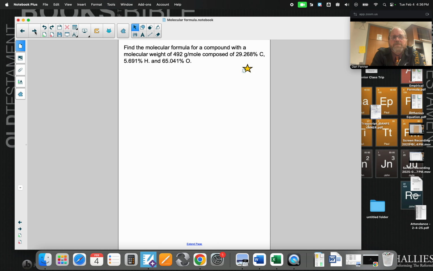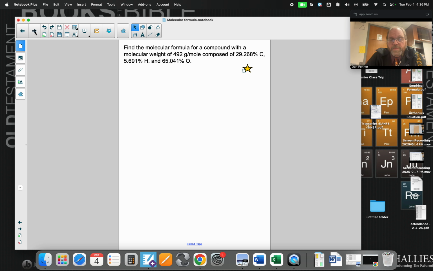All right, let's try this one. This time I want you to take it through the problem. Find the molecular formula for a compound with a molecular weight of 492 grams per mole, composed of 29.268% carbon, 5.691% hydrogen, 65.041% oxygen. I'm going to ask you to pause the video, do the empirical formula on your own first, see what you get. And then from there, we'll work through the molecular formula. So pause it, get the answer.